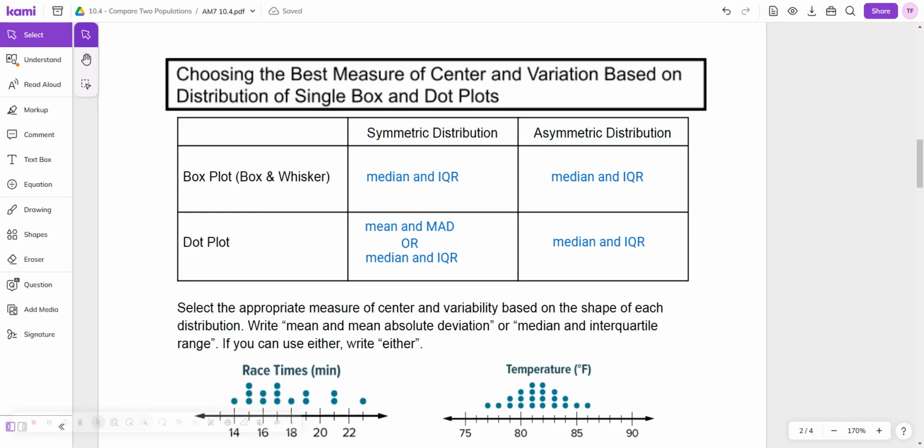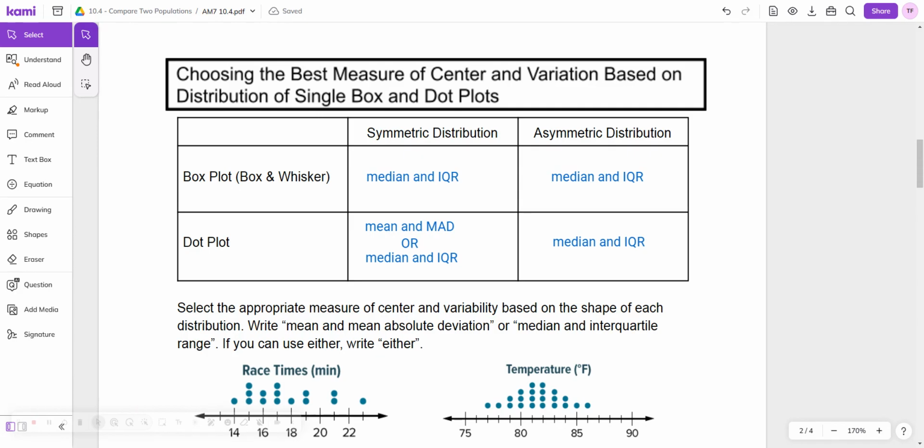Okay, so looking at the first one, the race times on the left, we see that the distribution is kind of all over the place. It's not symmetrical at all. If I were to fold this in half, they would not match up. And because this is a dot plot, an asymmetric distribution, that means I would use median and IQR.